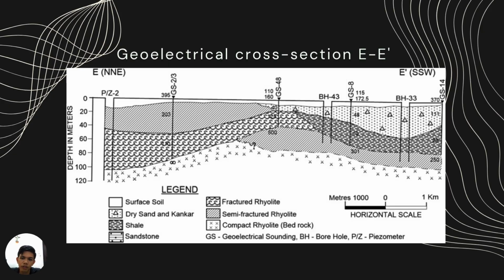The top layer is surface soil with resistivity values between 110 and 395 ohm meters and thickness ranging from 1 to 5 meters. Below that, in the northern part, there is semi-fractured rhyolite with a resistivity around 203 ohm meters. Towards the south, this layer changes to dry sand and kankar with resistivity between 40 and 111 ohm meters.